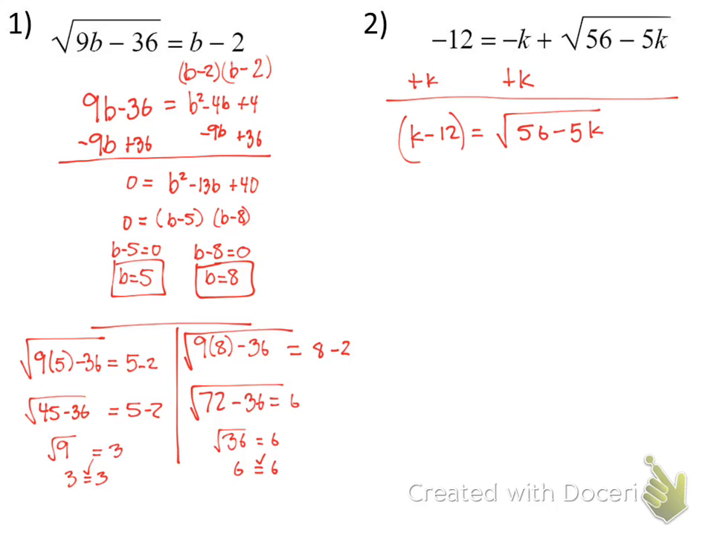Okay, square both sides. Remember, if you square both sides, squaring the left-hand side is a binomial times a binomial, so it's going to be k squared minus 24k plus 144, which is equal to 56 minus 5k, because this square root and the square cancel off. Okay, combine like terms, subtract 56 on both sides, and add 5k while I'm at it.